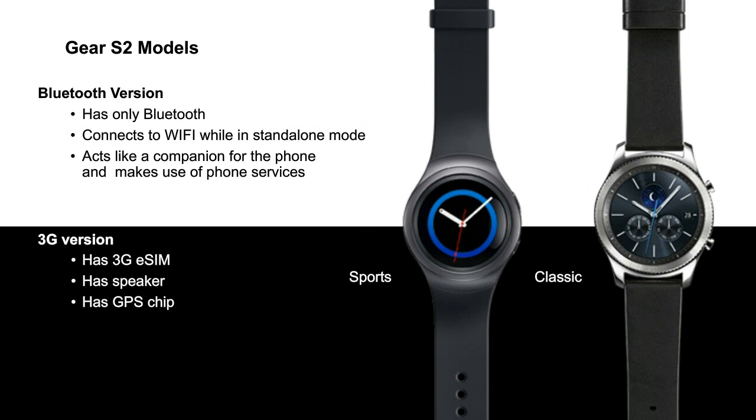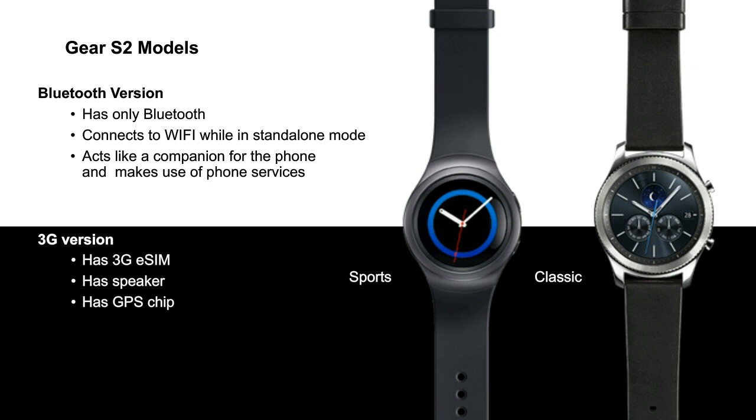And let's see what different models are available in Gear S2. We have a sports version and a classic version, and they also come in different flavors like Bluetooth version and 3G version. So the Bluetooth version, as the name suggests, has only Bluetooth connectivity, so you can pair with your phone over Bluetooth. Or it also has Wi-Fi connectivity. If you have Wi-Fi available, then your watch can directly connect to the Wi-Fi as well. So mostly this Bluetooth device will act like a companion to your phone.